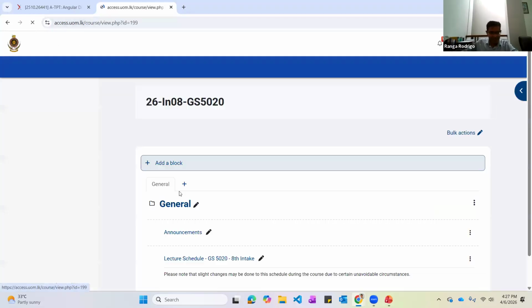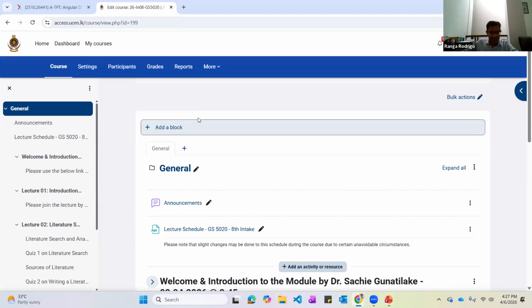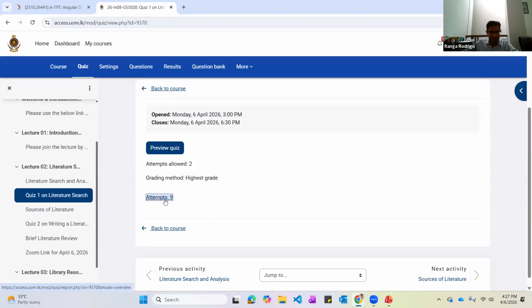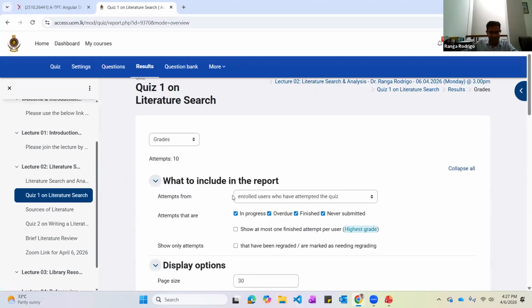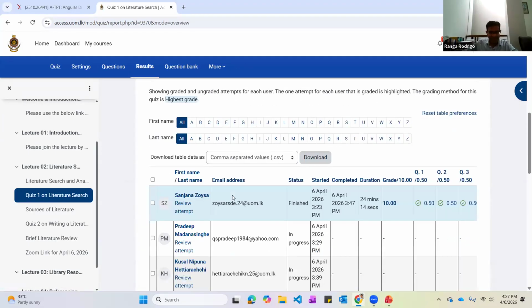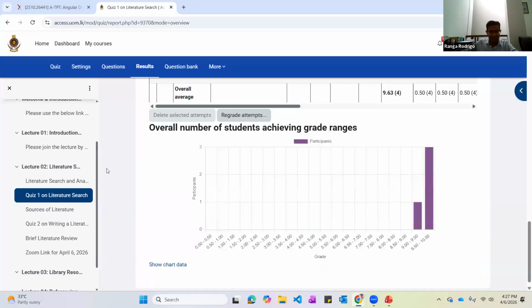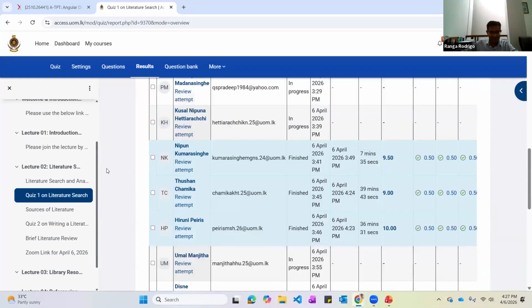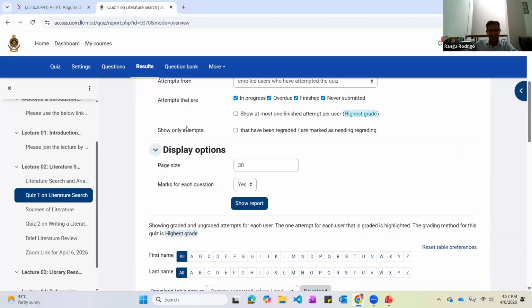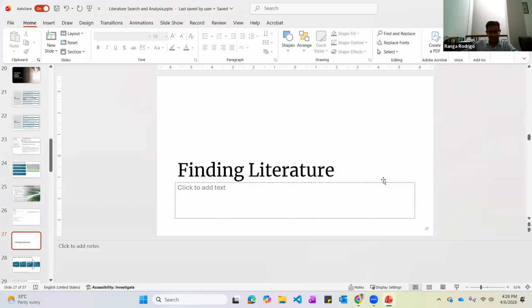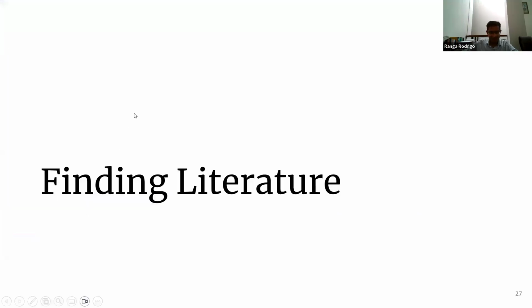So you can see there is a quiz. Quiz 1, literature search. So please do that quiz. Attempts 9. 9 people have tried. Oh my goodness. So you see they are getting good marks. Because it is possible to copy them into ChatGPT and get the answer, but please don't do that. Yeah, please do this also, please. So we meet at 4:40.